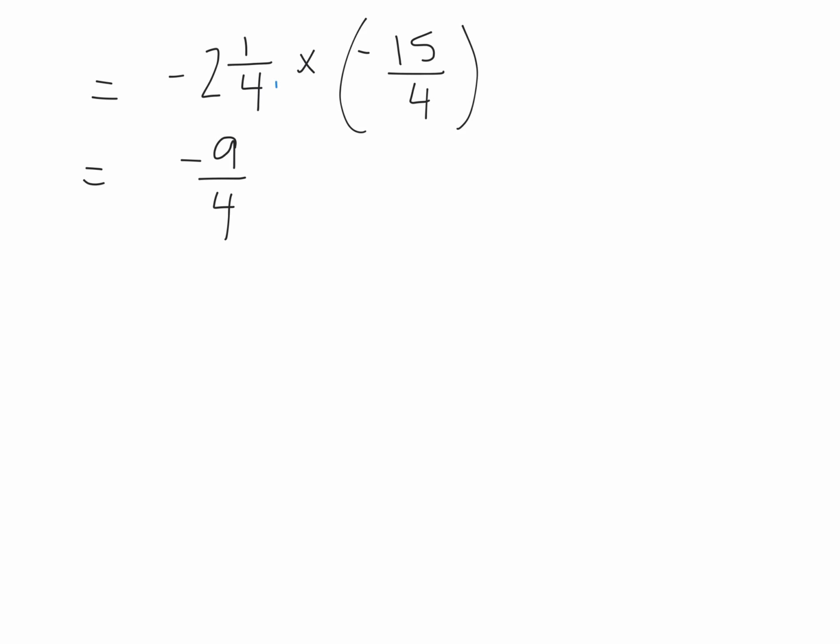Good. We don't include the negative sign. We leave that. And then we add 1. So 2 times 4 is 8, plus 1 is 9. Good. Now we're going to multiply this by negative 15/4.